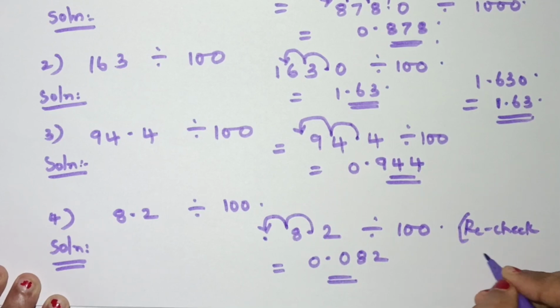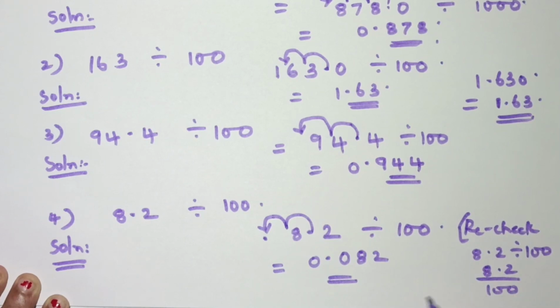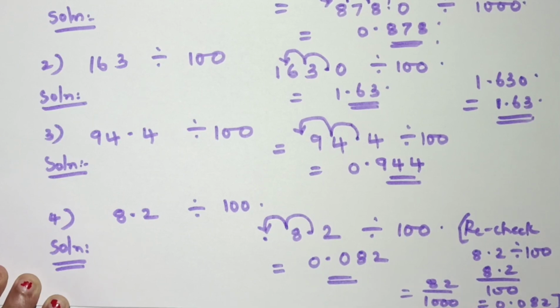Now if you want, you can recheck this particular sum. So 8.2 divided by 100 means 82 divided by 1000. So your final answer is 0.082, which you will learn in higher classes also. Now let's switch to the next page.